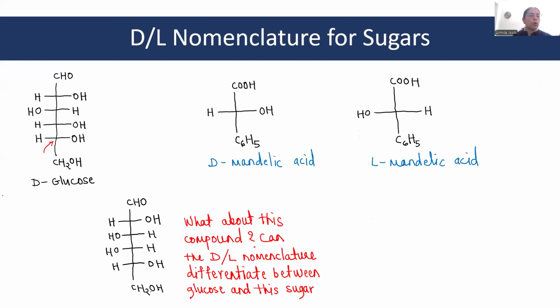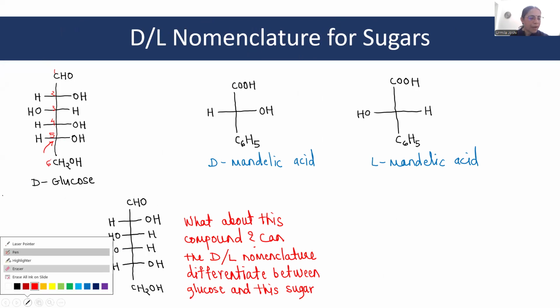Now coming to glucose. The structure is written in a correct way, but let us number. This is 1, this is 2, this is 3, this is 4, this is 5, and this is 6. So the highest numbered chiral carbon is carbon number 5.